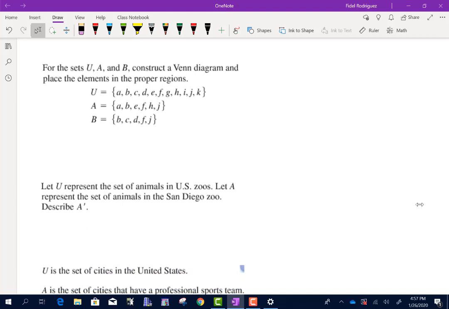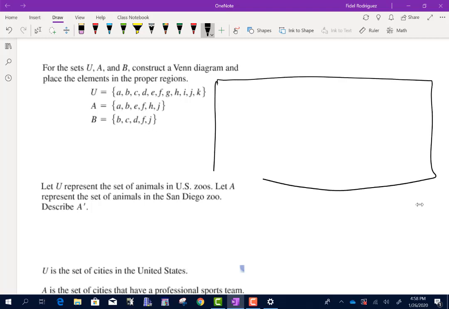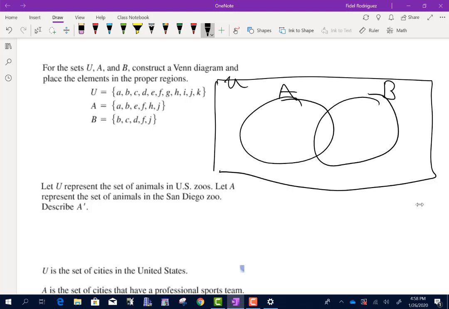Okay. So here we just have some more kind of mixed problems here. Just review. So it says, for the universal set, I'm sorry, A, B, construct a Venn diagram and place the proper elements in the proper regions. Okay, so let's do this. Draw a big rectangle right here. The bigger, the better. Draw a big circle that I'm going to call A, and a big circle that I'm going to call B.